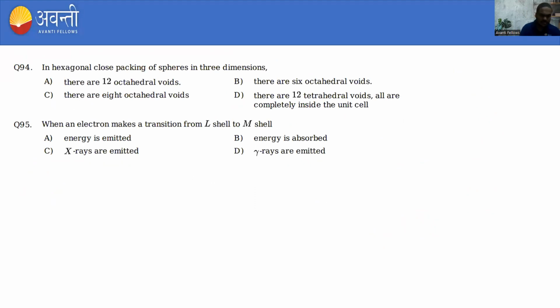Now, move to the next question, that is 94. In the hexagonal close packing of spheres in three dimensions, there are six octahedral voids. So this is absolutely correct. That is ABABAB, this type of pattern is repeated, so we can say that the number of octahedral voids is six. Okay, move to the next question, that is 95.